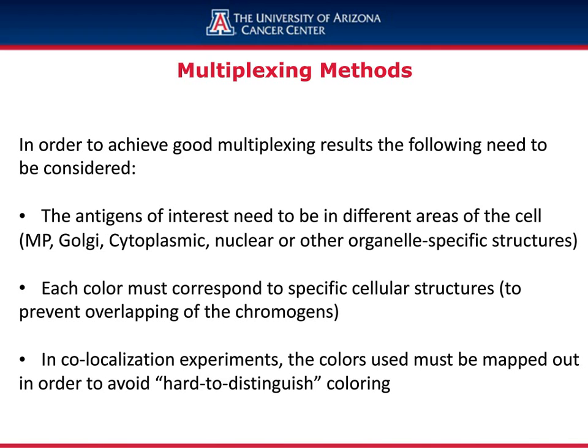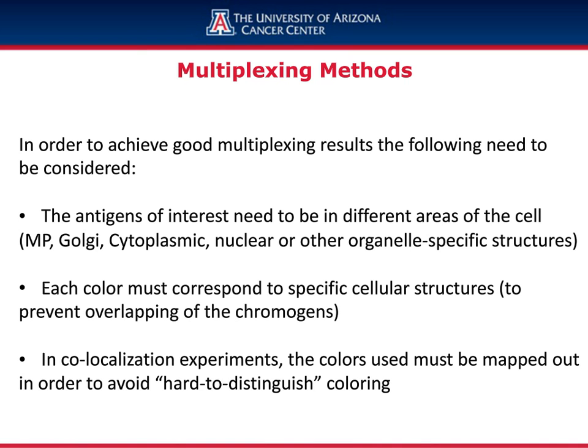Multiplexing methods: in order to achieve good multiplexing results, you need to consider where the antigen is localized. Is it in the Golgi? Is it cytoplasmic? Is it nuclear? Is it in some organelle? Then you need to determine whether you are going to have co-localization. If you are, you need to choose the colors that you are going to use very carefully.